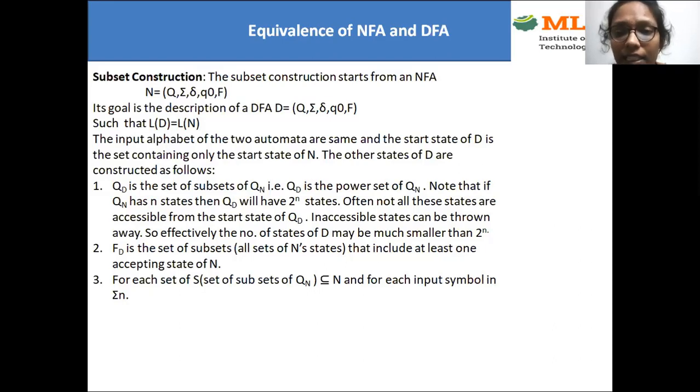And for the other states, how to construct them, for that purpose we are using subset construction here. See, QD is the set of subsets of QN, that is, QD is the power set of QN. That is the only thing here. So what are the states you are using? For that you need to construct the power set. Already we have discussed the power set in the NFA, right?